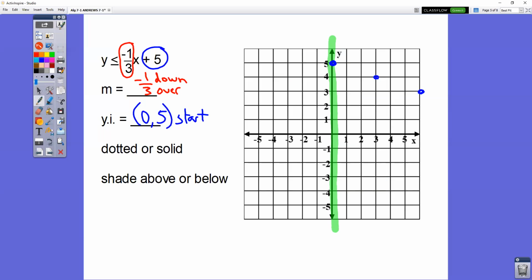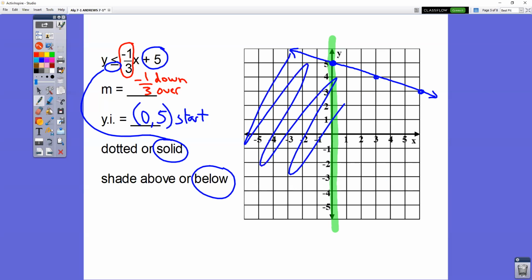Now you have to decide, dotted or solid line. You see the picture of the solid line right there for the or equal to symbol, so it's going to be a solid line. Connect the dots using a solid line like that. Make sure you have your arrows on the ends. Shading above it or below it, we have less than. Less than is down below. So we're going to shade down in here. Always make sure that you label your line as well.